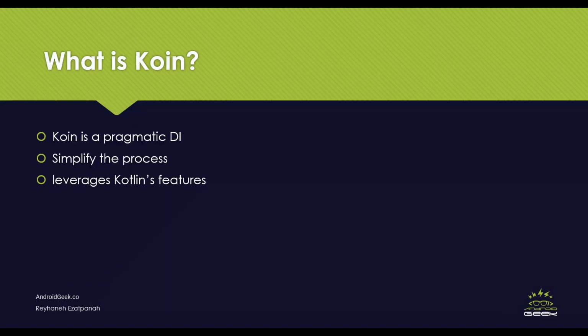The first question, what is Koin? As I said before, Koin is a pragmatic dependency injection framework for Kotlin. It aims to simplify the process of managing and resolving dependency within an application. Developed with a focus on simplicity and lightweight usage, Koin does not rely on code generation or a proxying mechanism, making it an excellent choice for Android projects. It leverages Kotlin's feature and language support.